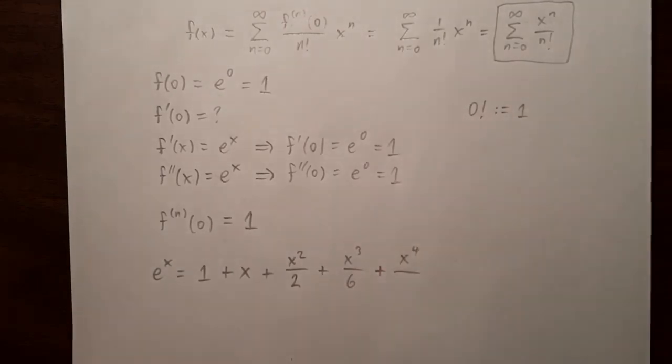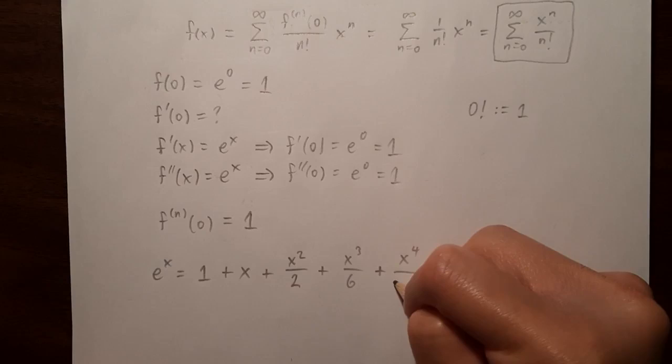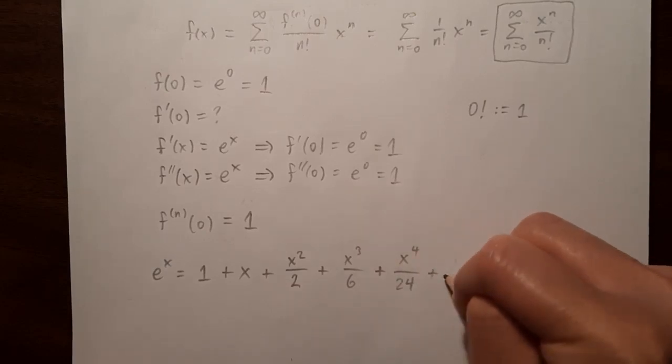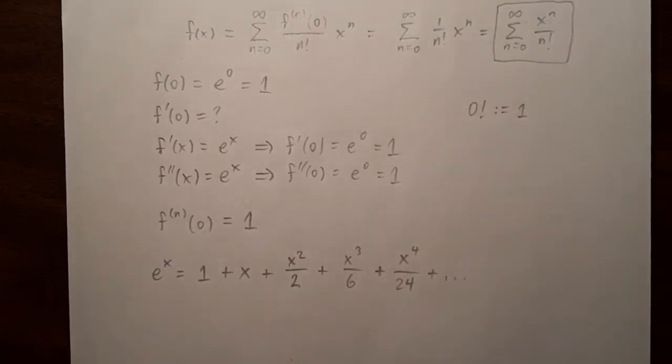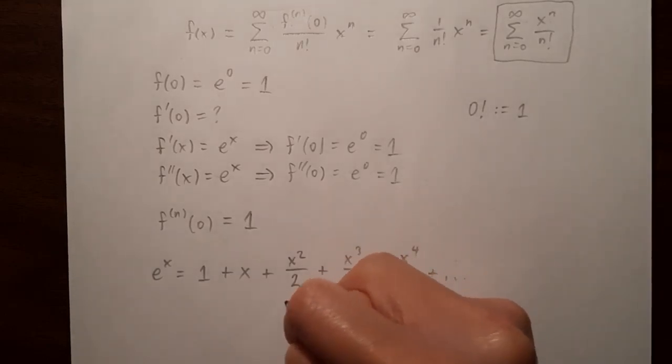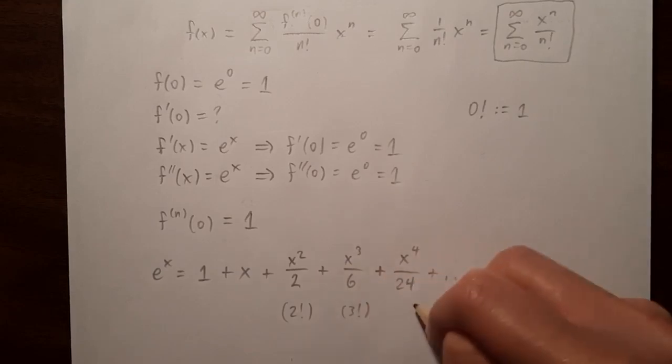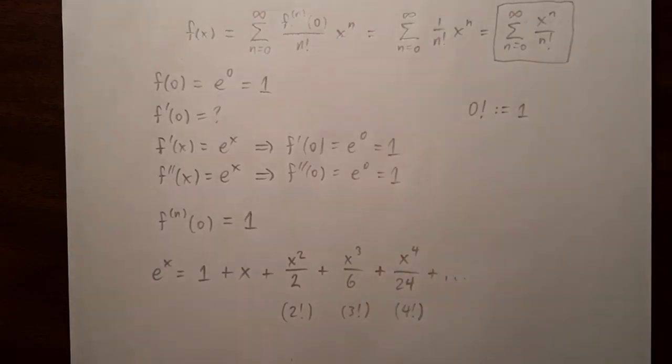I guess I'll write down one more: x to the 4th divided by 4 factorial, which turns out to be 24. Just so you know where those numbers came from. All right, so very good.